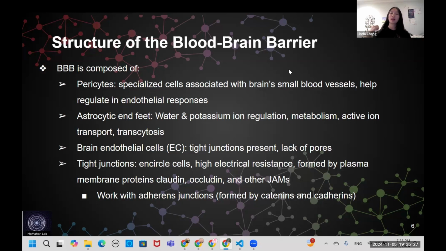And then there's also astrocytic end feet, which regulate water and potassium ions, and then regulate the metabolism, active ion transport, and transcytosis. And then there's brain endothelial cells, which have tight junctions and a lack of pores. Tight junctions in endothelial cells have high electrical resistance. They're formed by plasma membrane proteins, claudin, occludin, and other proteins. And then they work with the adherens junctions, which are formed by catenins and cadherins.